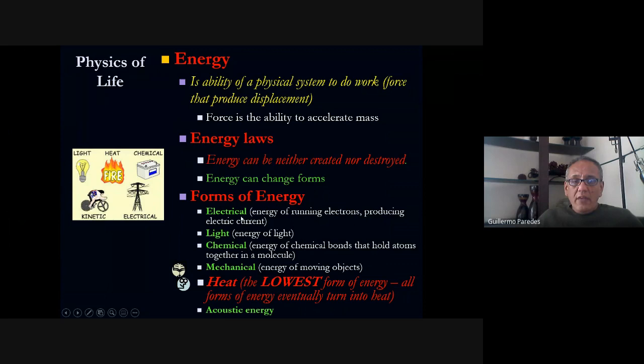Why is electricity called electricity? Somebody can tell me? Because they are running electrons. Electricity is running electrons. The light is a type of energy. Chemical energy will be, for example, the acid of your battery in your car, right? Chemicals are going to produce, for example, breakdown of substances like acids, etc.